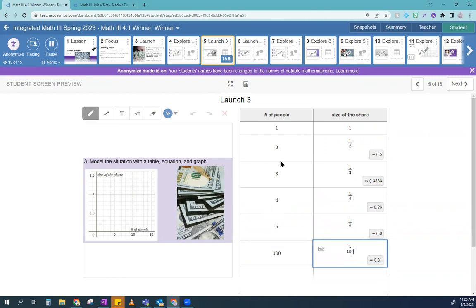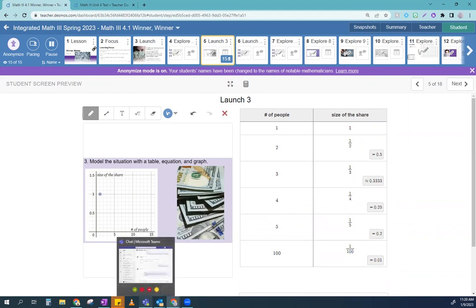So if I graph this over here, it would look like this. 1 would be 1. 2 would be 1/2. 3 would be 1/3, which is about 0.33333, so that's a little higher. 4 would be 0.25, so that would be right here. You guys all see what's happening? Do you see this curve that's happening here?